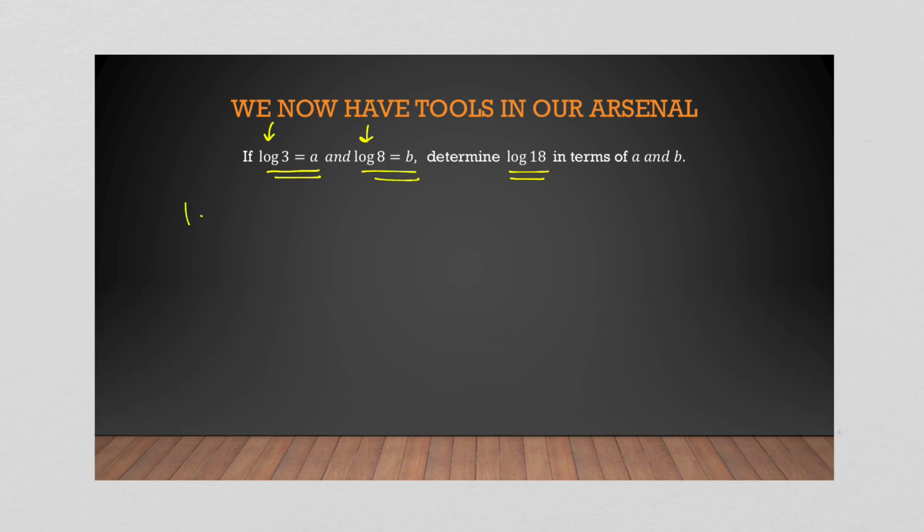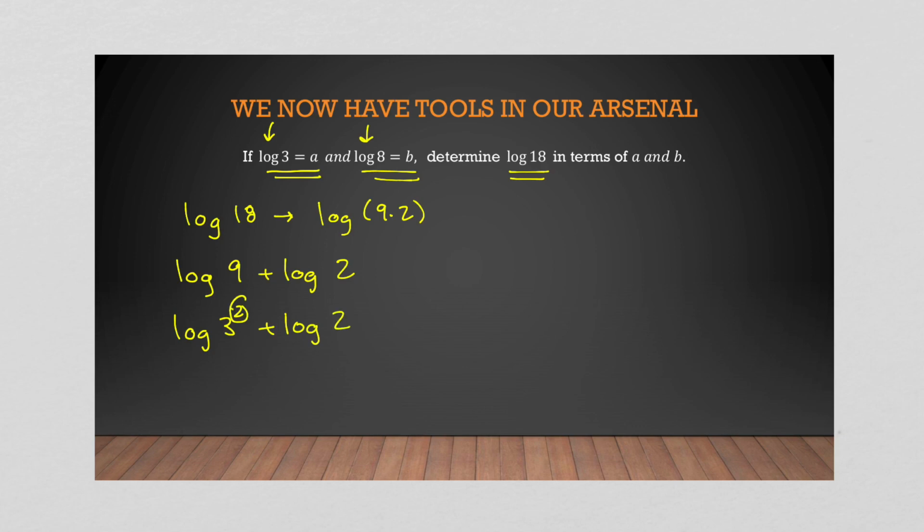Well, log 18 breaks into log 9 times 2. Great. Log 9 times 2 becomes log 9 plus log 2. Awesome. Now, 9 is 3 squared. So now I have log 3 squared plus log 2. Okay, well, I'm making progress because now I have 2 log 3 plus log 2. Now, log 3 I know is a, so I can simplify this equation and I'm halfway there. I have 2a, because that's what log 3 is. But I have log 8. Well, how do I get log 8 from log 2?